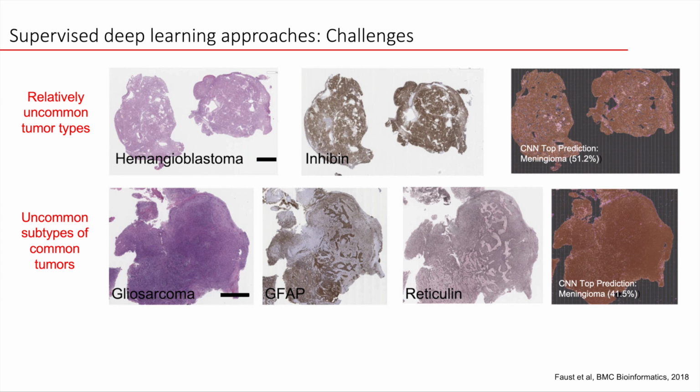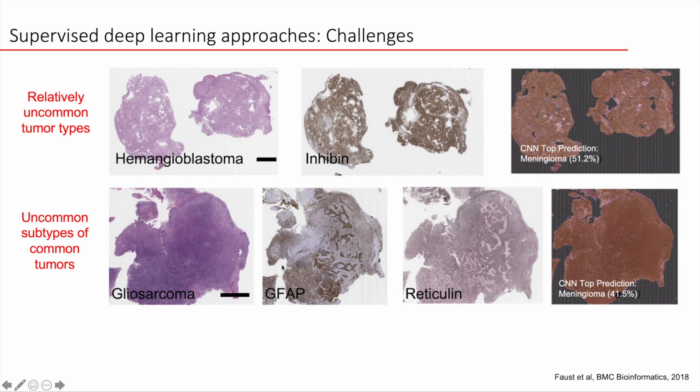Another problem is uncommon subtypes of common tumors. Gliomas are relatively common tumor types that we have in all of our classifiers, but there are in fact some very rare forms of glioma, such as gliosarcoma, that are only occasionally seen, again, maybe once or twice a year. And in these cases, you can see here, the tumor has two components.